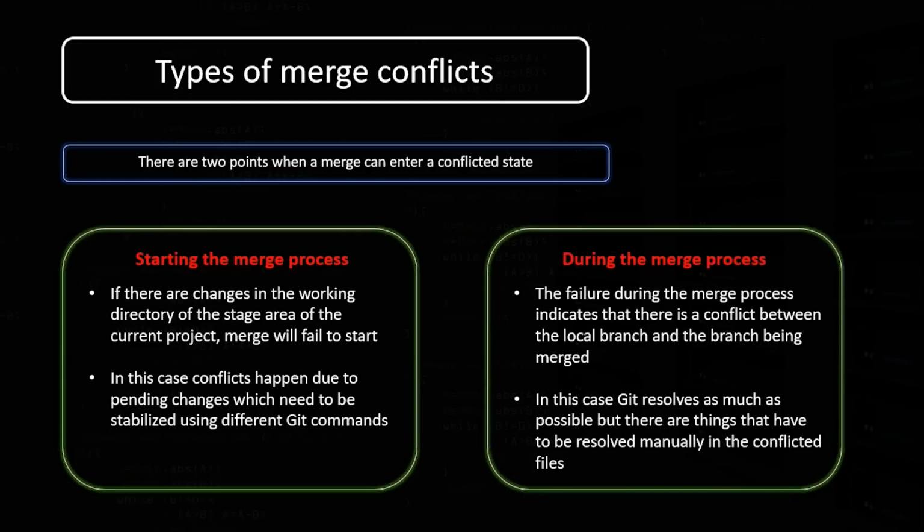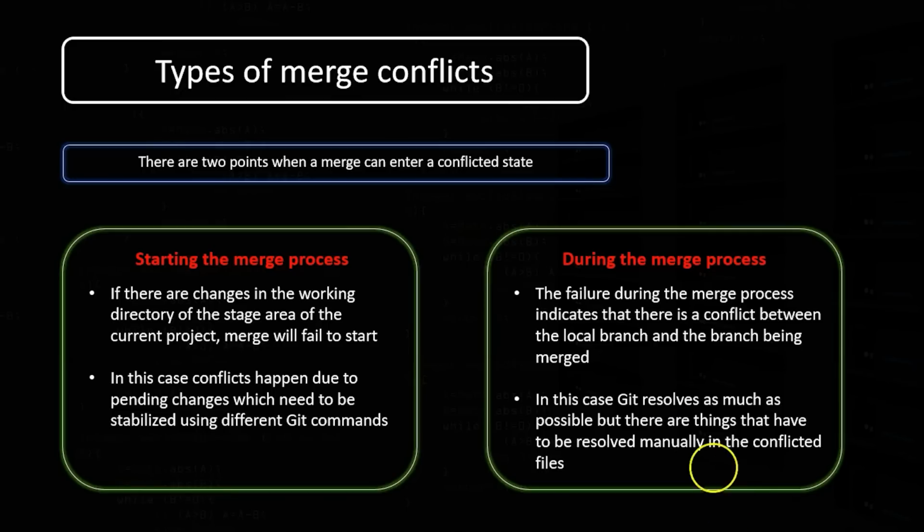Second, during the merge process, if you get some conflict, then the merge conflict gets originated. A failure during the merge process indicates that there is a conflict between your local branch and the branch being merged, right? You're trying to move the changes from one branch to another, so it means some conflicts are coming up in the branch in which you are trying to do the merge. In this case, Git resolves as much as possible. If there is any difference in the source code, in the commits and the different lines of source code, Git automatically tries to resolve it as much as possible.